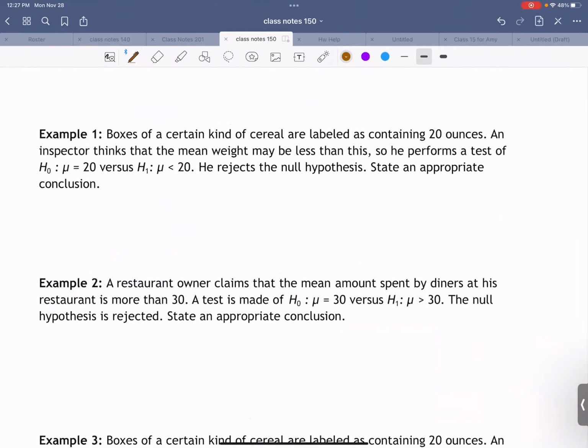So we're going to go through a few examples, and we're going to write out how we say our conclusion. So example 1 is our cereal example with the 20-ounce cereal. In the last example, we found the null and alternate hypotheses. And it looks like this person rejected the null hypothesis. So he did a bunch of work and he said, I don't think the null hypothesis is true.